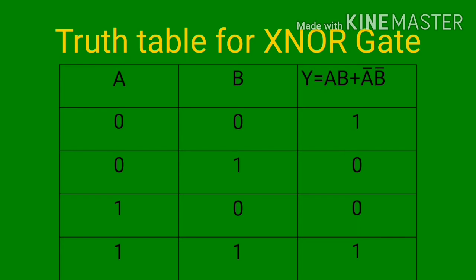Truth table for XNOR gate: if the input values of AB are 0 0, or if the values of AB are 1 1, the output value will be 1. For the remaining values, the output value will be 0.